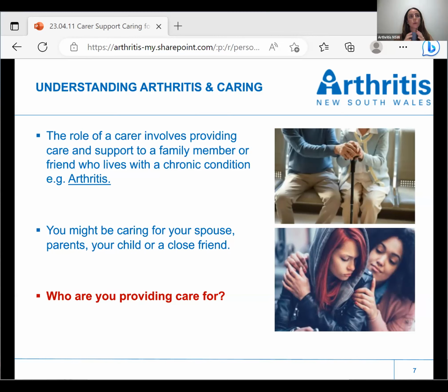And so what I want to find out a little bit more about is what brings you here tonight. If you are here as a carer, I'd love to hear from you in the chat box in terms of who you are providing care for and what type of arthritis they have. If you're not here as a carer, I would also love to hear what you hope to learn about today. It might not be that you are a caregiver, but you're here to learn some things about caring for yourself even.